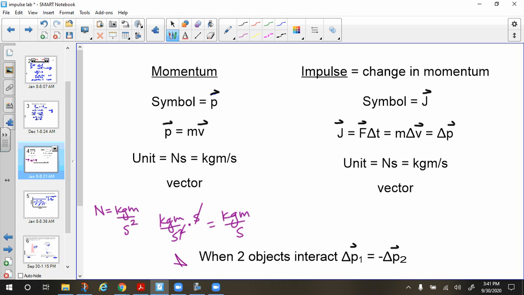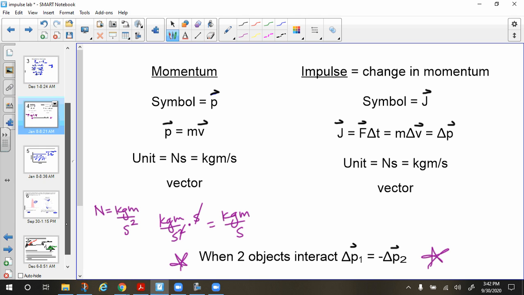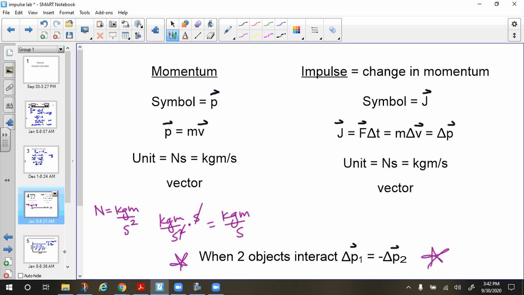Also, this important statement down here that we just showed with Newton's third law: when two objects interact, the change in momentum of one is equal to the negative of the change in momentum of the other. So the same magnitude but opposite direction, and that's just derived from Newton's third law. That's all.